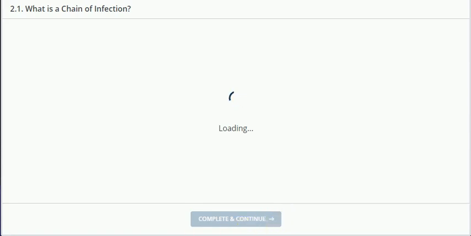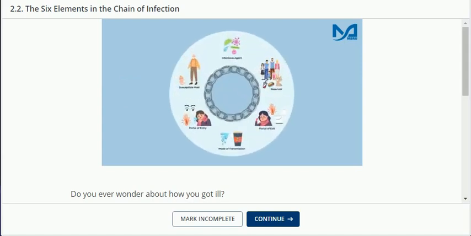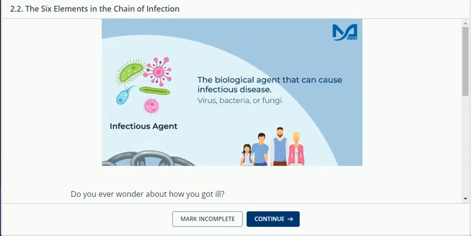In order for an infection or disease to happen, 6 elements must be in place. This process is known as the chain of infection. The first element in the chain is an infectious agent which can cause a disease. It could be a virus, bacteria, or fungi.